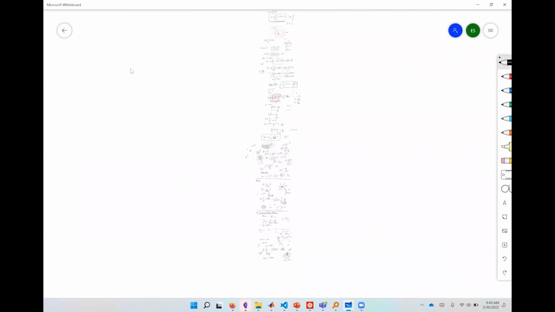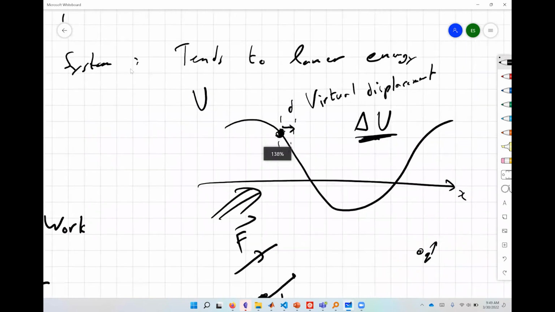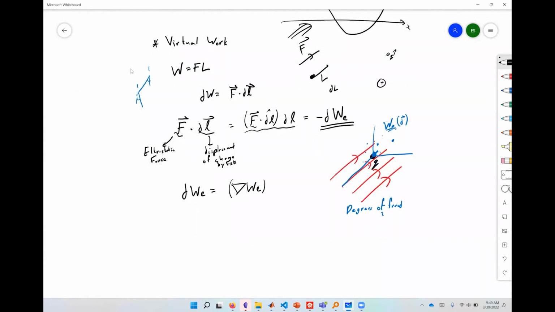Did I misplace a cosine, dL? Oh, okay. Yeah, no, this is correct. There is no minus sign. It's just the gradient. So you take the displacement, you multiply it by the gradient, you get the directional derivative. You get how the energy changes, right?